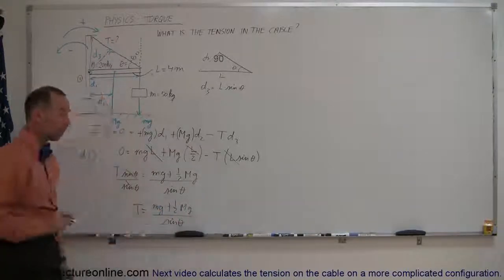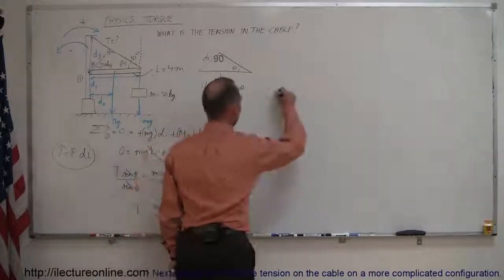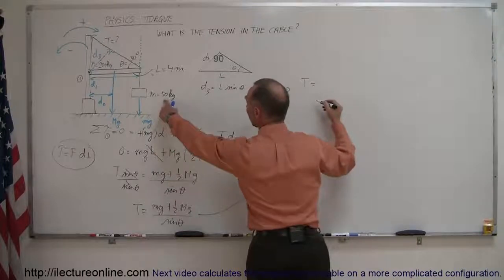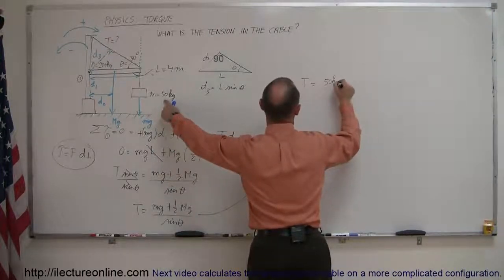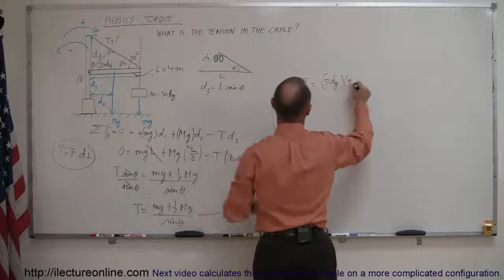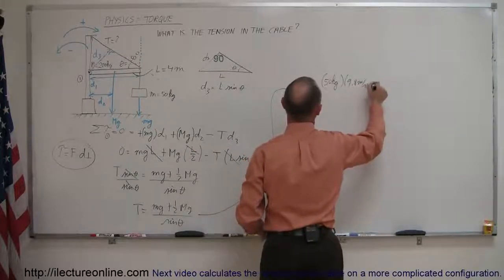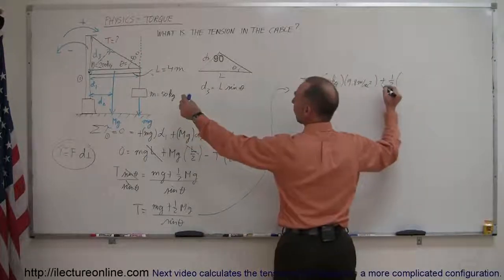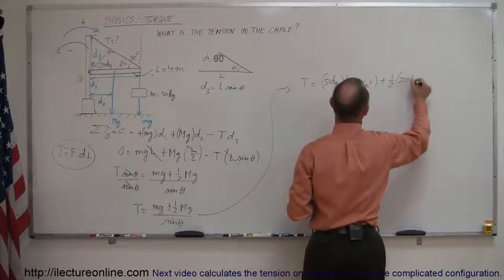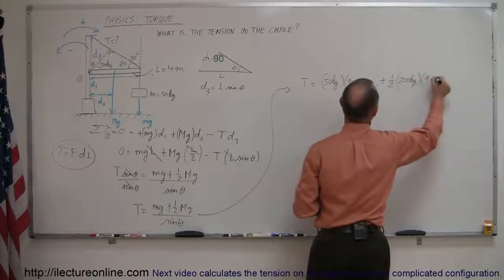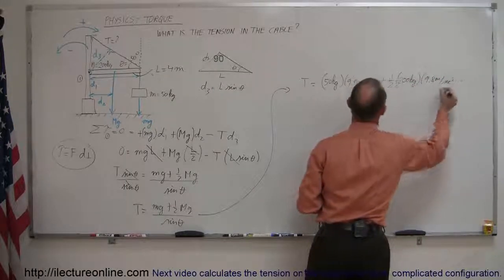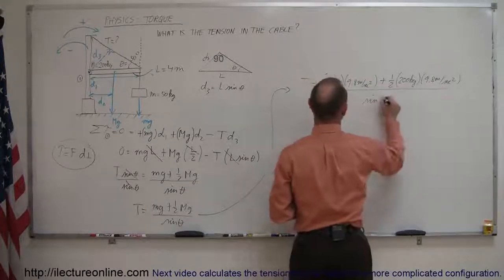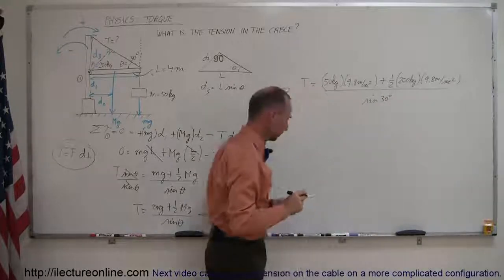And now I can go ahead and plug in the numbers. So tension is equal to little mg. Little mg is 50 kilograms times 9.8 meters per second squared, plus 1/2 big mg. Big M is the mass of the beam, which is 200 kilograms, times 9.8 meters per second squared. And the whole thing divided by the sine of 30 degrees. And the sine of 30 degrees, I believe, is 1/2.